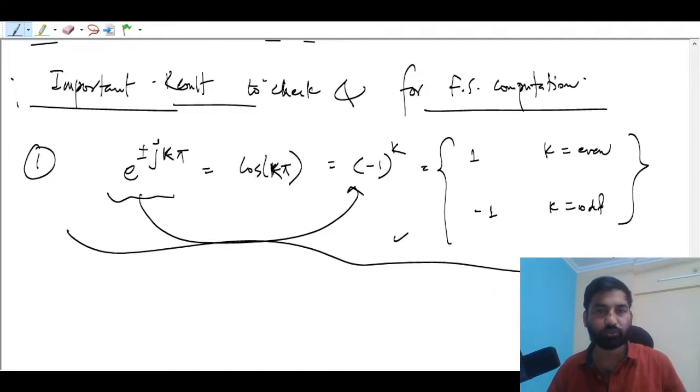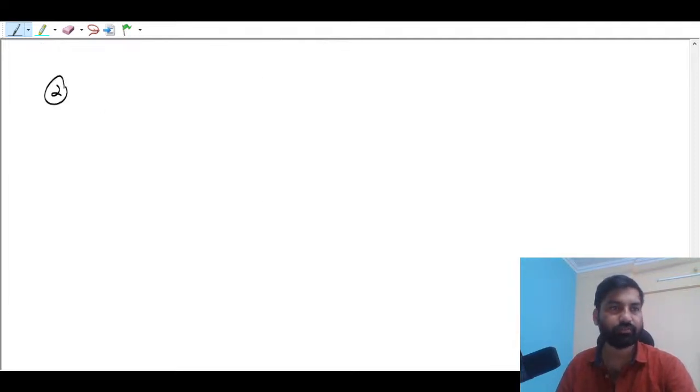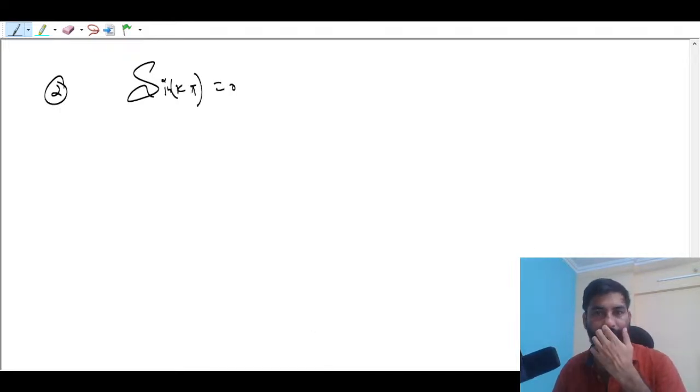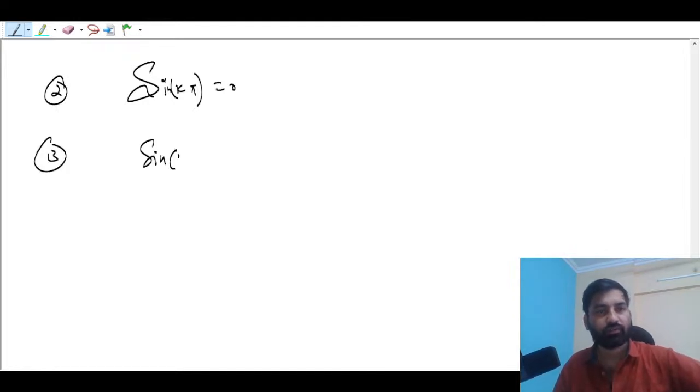Okay, so you can use this directly in Fourier series coefficients computation. And if someone asks you what is sin k pi, sin k pi becomes 0, okay, sin k pi will be 0. And the third will be sin k pi by 2 and cos k pi by 2.